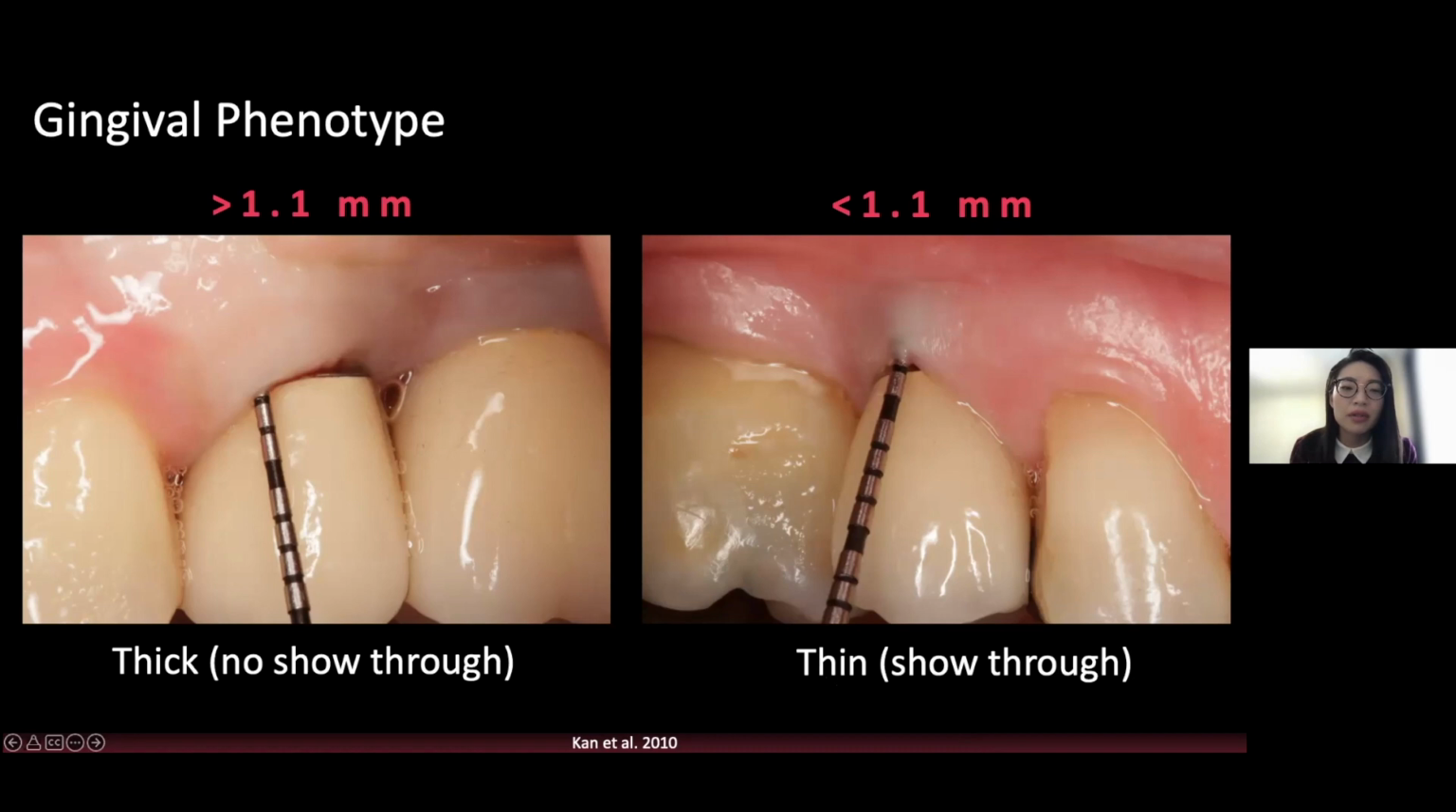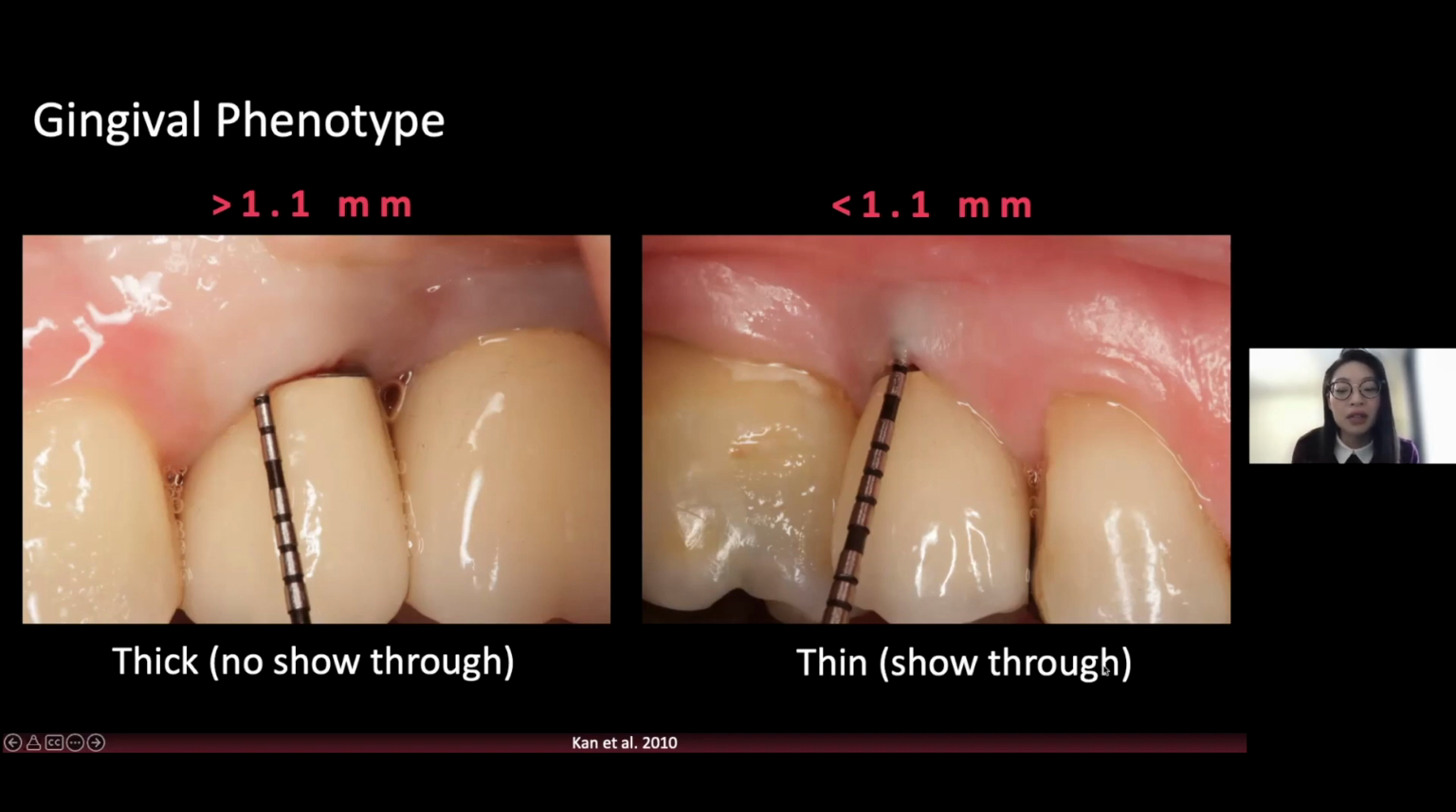And overall, we found, there's thick and thin phenotypes. In a thick phenotype, we see no show-through of the probe through the peri-implant mucosa, whereas a thin phenotype will show probe transparency. And Joseph Kahn showed basically that in a thick phenotype with no show through, that reliably the gingiva or peri-implant mucosa specifically is over 1 millimeter in thickness.